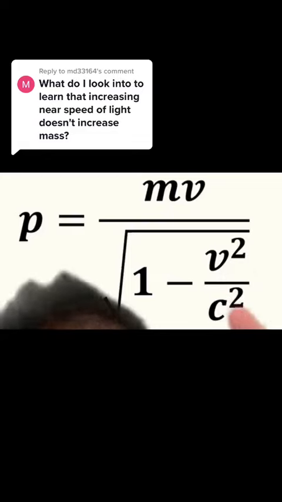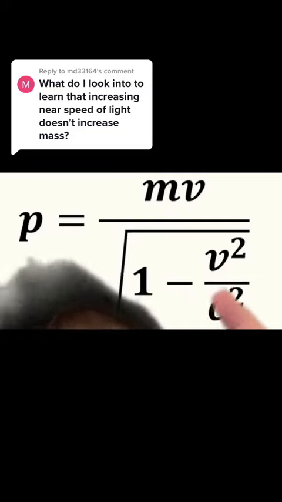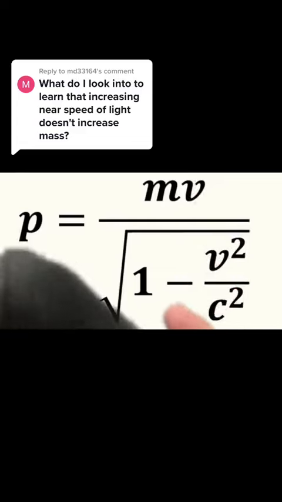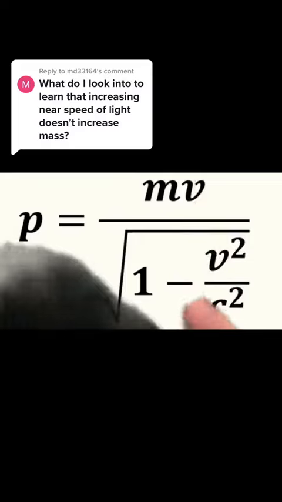v squared over c squared is going to be some very small number, which means it's going to be 1 minus some very small number, meaning it's just going to be close to 1, meaning you could erase this whole thing and just do p equals mv, which is what we usually do. But you could see as velocity gets closer and closer to the speed of light, this number becomes smaller and smaller and smaller because this term gets closer to 1. At which point you're taking your normal momentum and increasing it even more because you're closer to the speed of light. Hence your momentum and thus your inertia increases without your mass increasing.